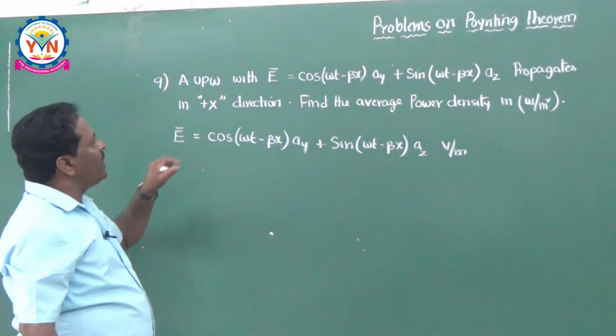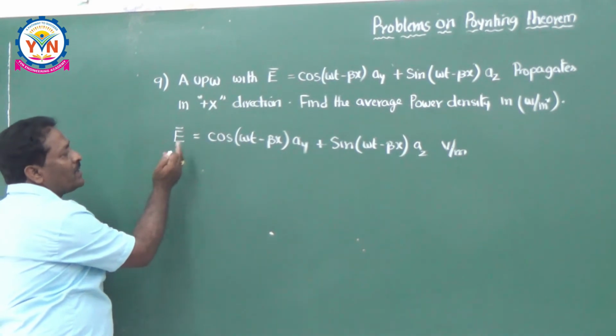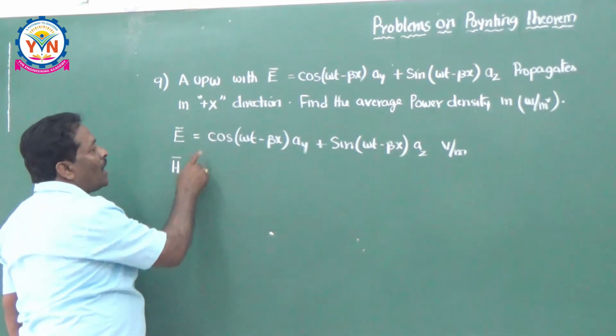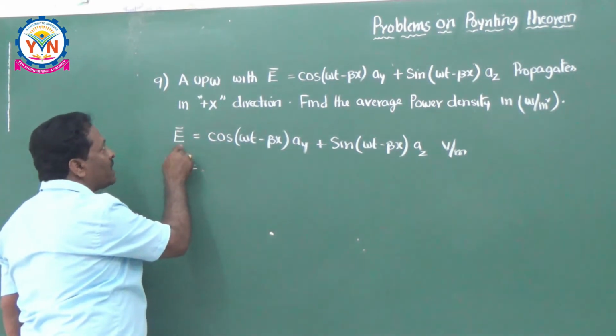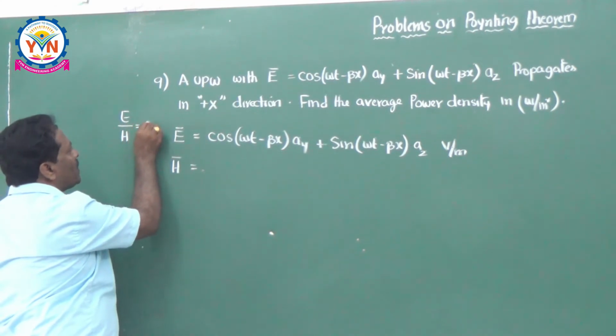You know very well the relation between E and H. So now write the H equation here. H bar is equal to, and the magnitude of H is nothing but E by eta, because you know the relation between E and H, E by H is equal to eta.